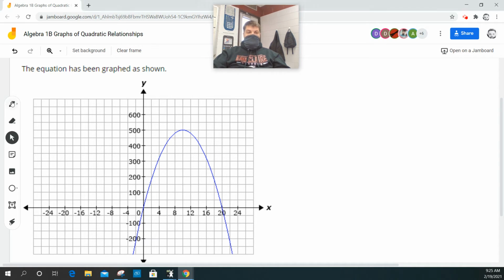So let's label this so we know what's going on. The y-axis is the rotations per minute. The x-axis is time in seconds.